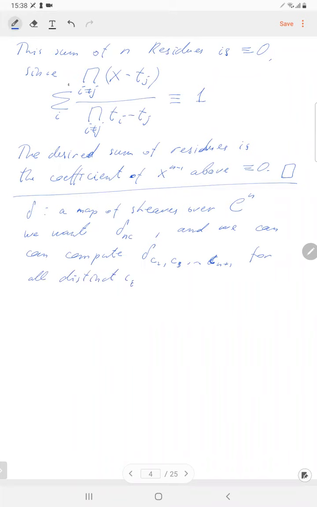Then if your map of sheaves, the sheaves are locally free sheaves. So if you see that the map of sheaves is zero on some open subset, then it's identically zero. On this complement, C to the power N minus all the diagonals, so where all the points are distinct. Hence, the delta is identically zero everywhere. In particular, its fiber over the main diagonal over NC is zero.